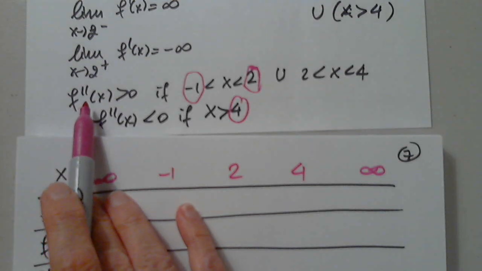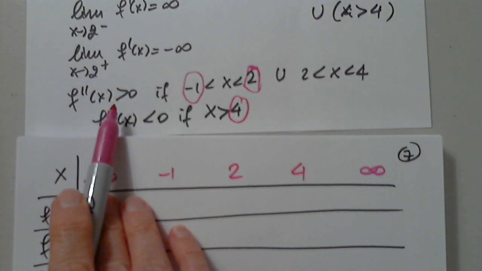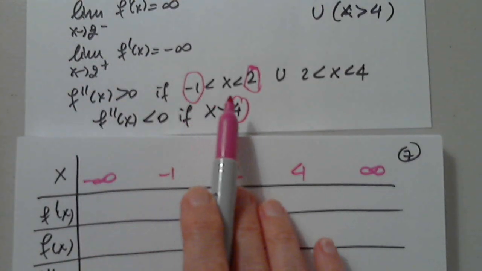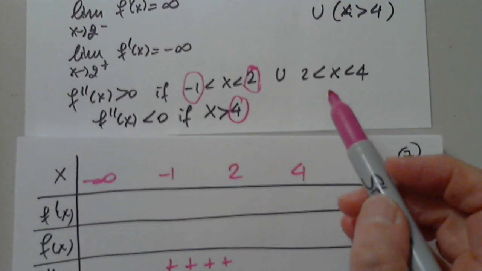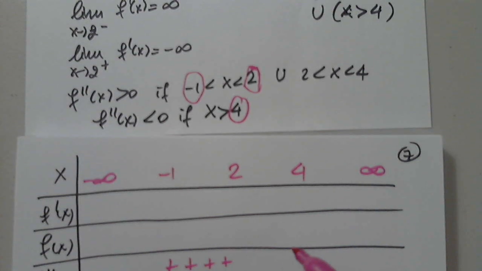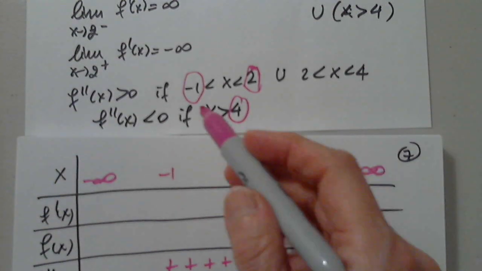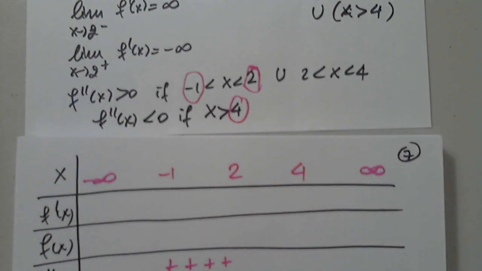They're telling us that the second derivative is positive for x between -1 and 2, and 2 and 4. I hope I copied everything correctly. Let's take a look just to make sure. The second derivative, positive between -1 and 2 and between 2 and 4, okay. And negative beyond 4, okay.